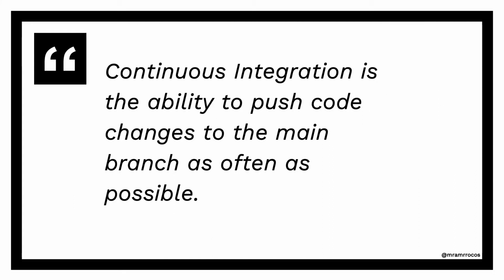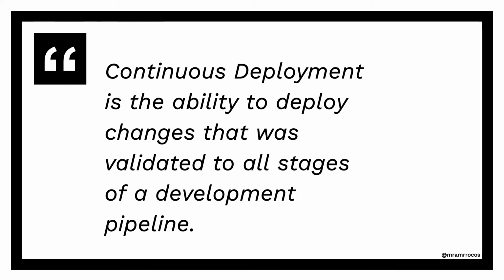Continuous integration is the ability to push code change to the main branch as often as possible. It involves code analysis, tests, and any other procedure to make sure that the code is good to be integrated to the main branch. Continuous deployment is the ability to deploy the change that was validated throughout all the stages of the deployment pipeline.